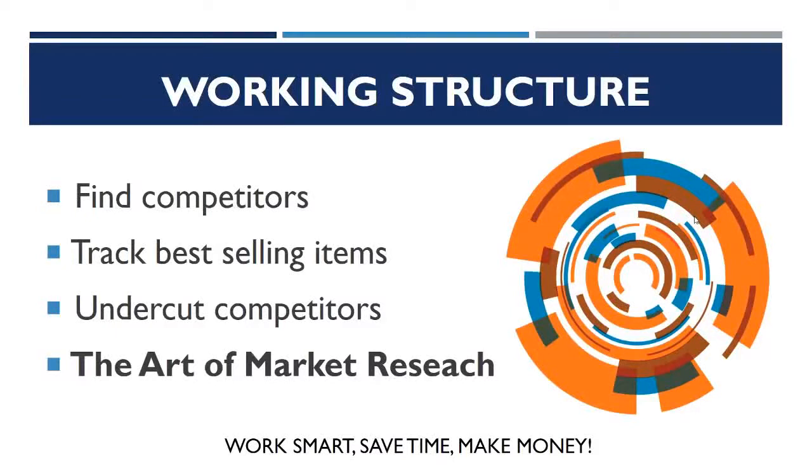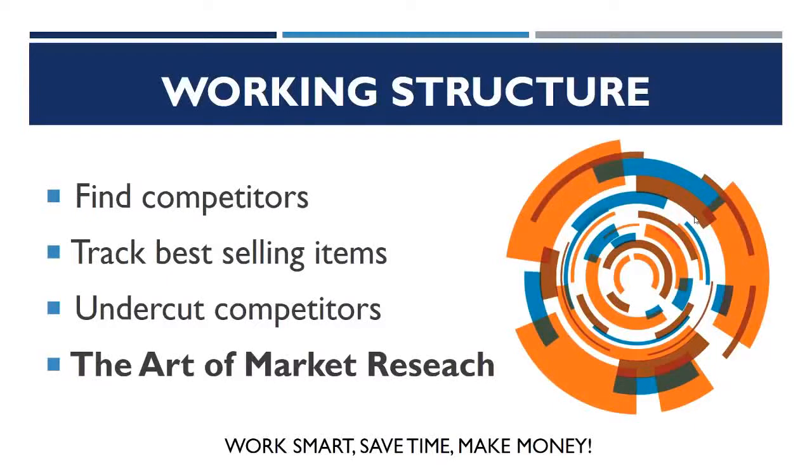Okay? So the working structure is very simple. The first thing we need to do when we enter Zik, our main first goal, is to find a competitor. Okay? Before we start searching for products, we want to find a competitor. Why do we want to find a competitor? Very simple, because one good competitor will give us a lot of interesting products or a lot of ideas for interesting products. So it's going to save us a lot of time. Okay? After we find very good competitors, we go to the next step, and the next step is to track the best-selling items of these competitors.